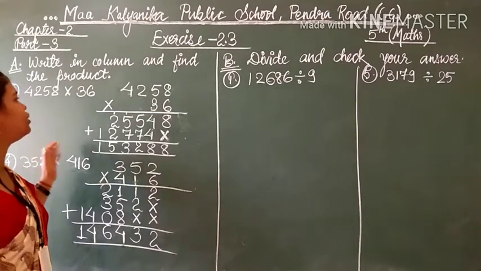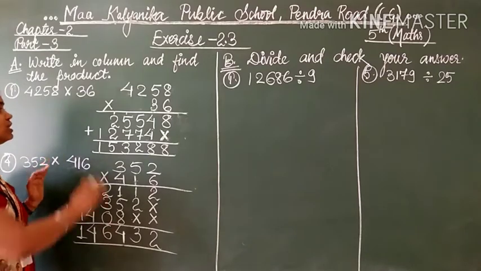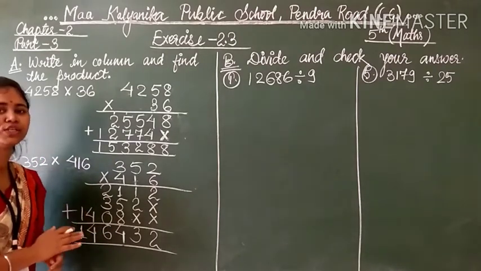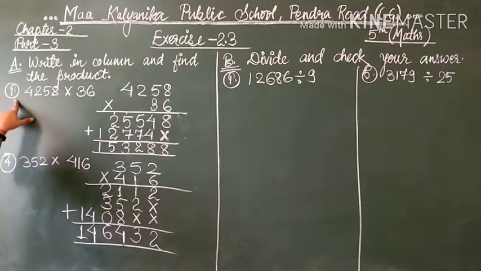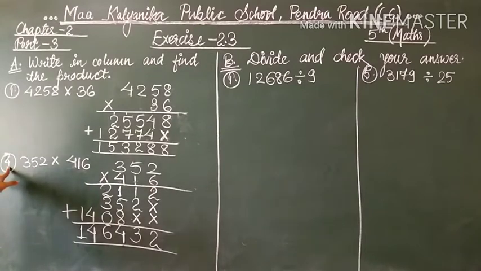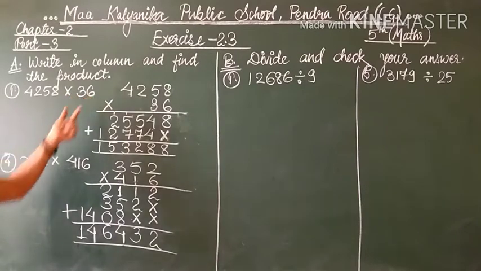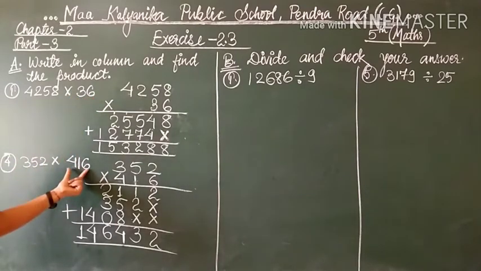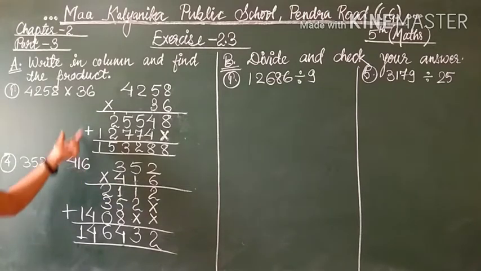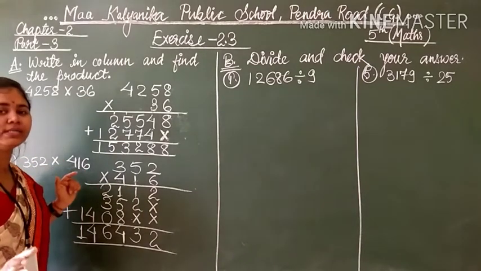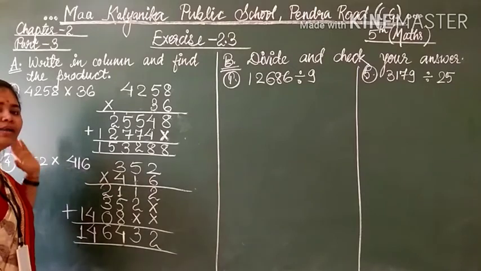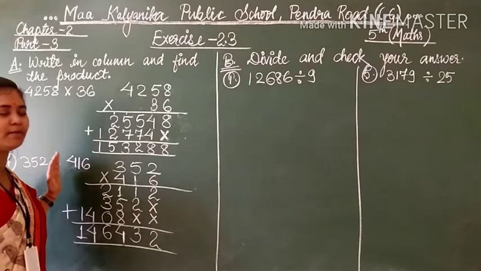So students, I hope you have understood this multiplication, and in this way you can solve the rest of the questions. I have solved for you question number 1 and question number 4, because there is 2 digit multiplication and here 3 digit multiplication. So the rest of the numbers are 2 digit and 3 digit, which you can solve by watching this video on multiplication.